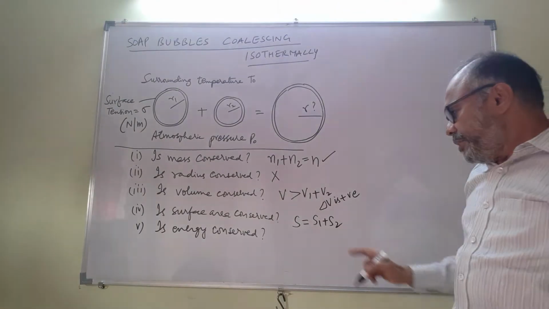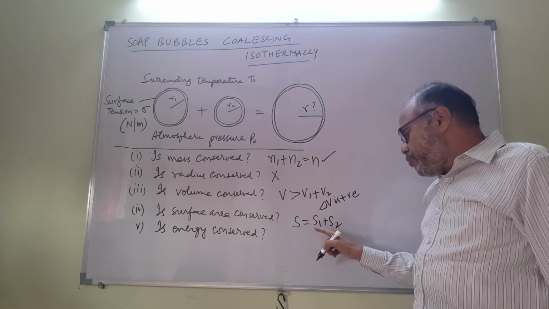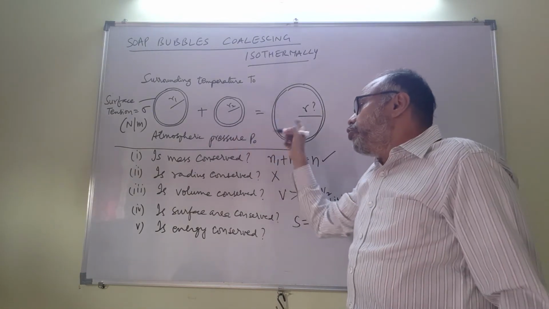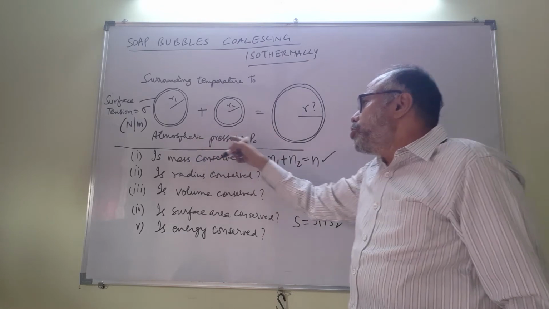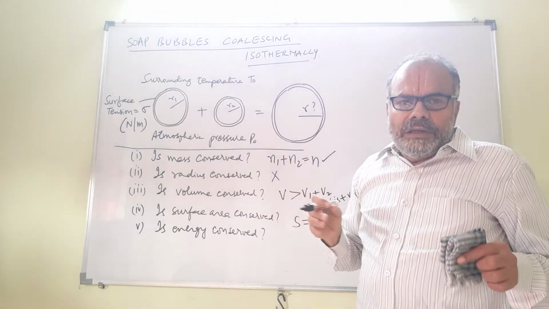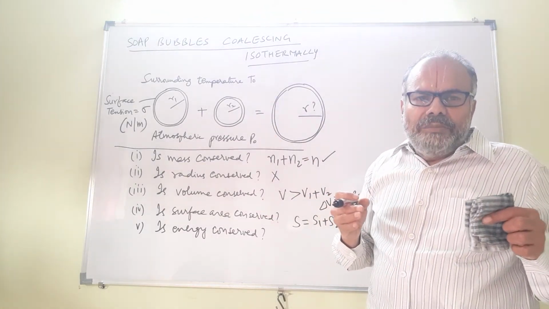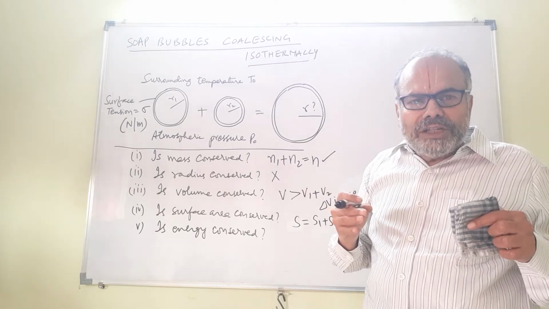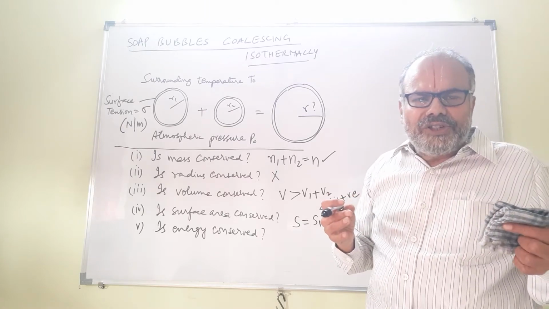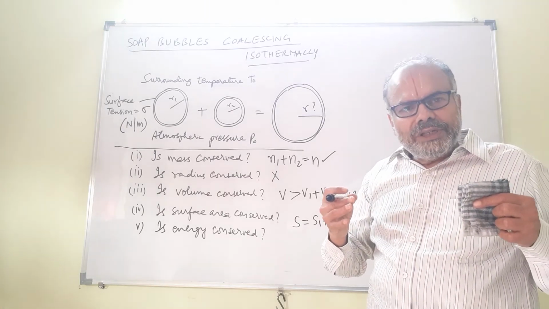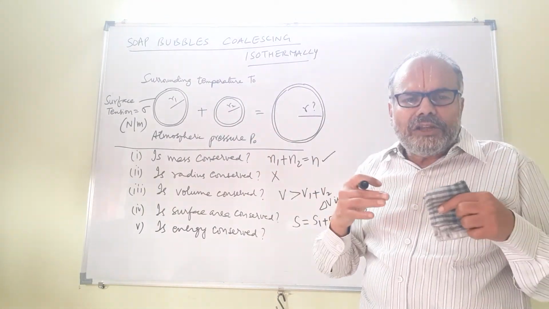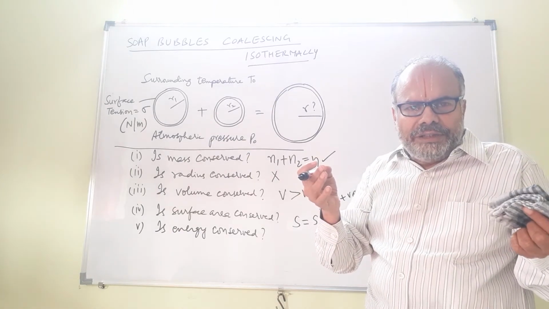Not necessarily. There is one special case where S is equal to S1 plus S2. That is the case when the bubbles are coalescing in vacuum. That is, there is no atmospheric pressure, there is no material outside. If there is no material outside, even if the bubble expands, the bubble does not do any work, because whenever work is done, there is a transfer of energy, from one body to another body. Now, if there is nothing outside, energy cannot be transferred to nothing outside.